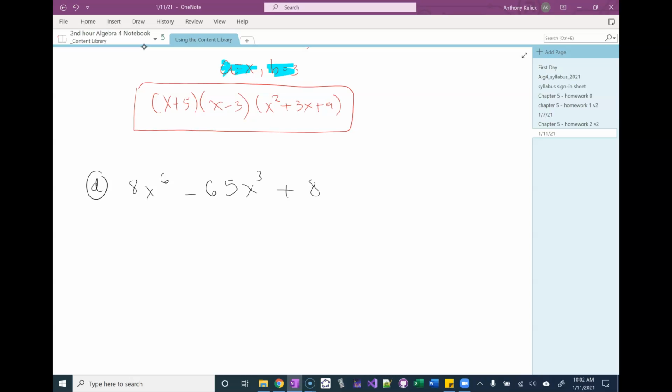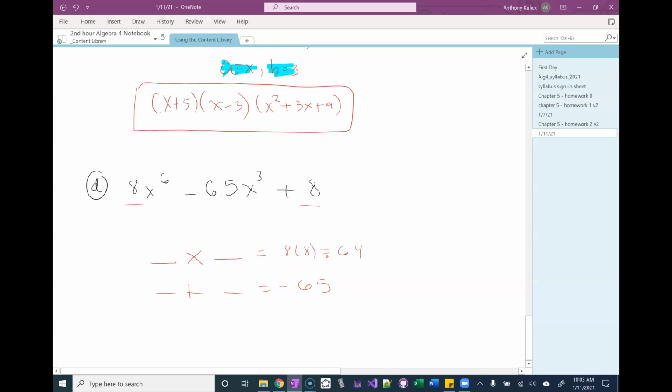Okay, so we've got 3 terms. Is this in the quadratic form? Definitely. The leading coefficient here, though, is 8. So if we're going to be able to factor this, we're going to have to do the full version of the factoring. So we're going to need the 2 numbers that multiply to give us 8 times 8 and add to give us negative 65.